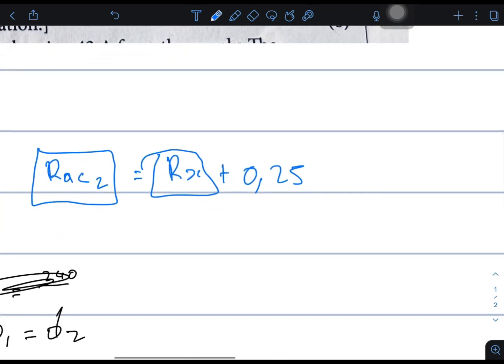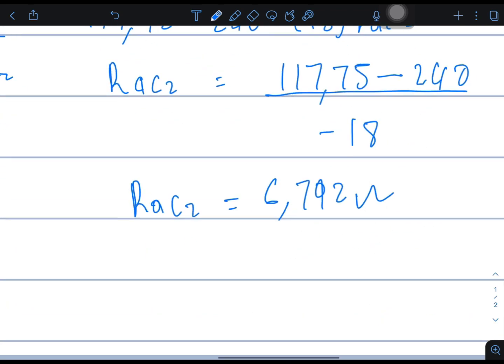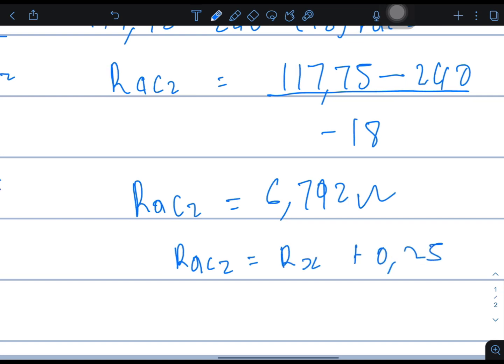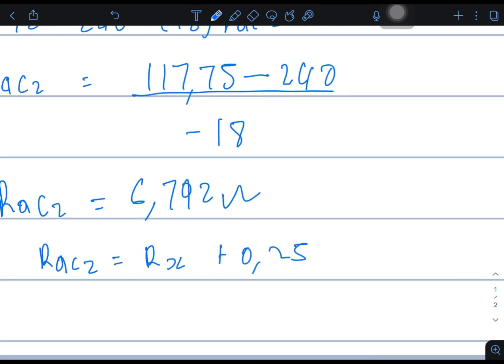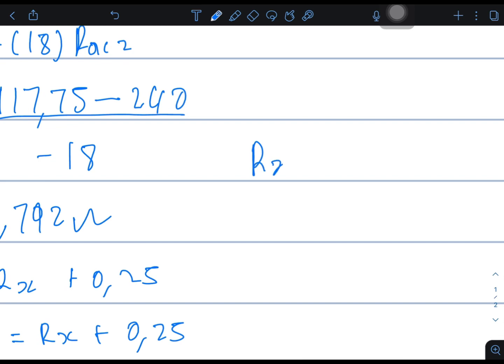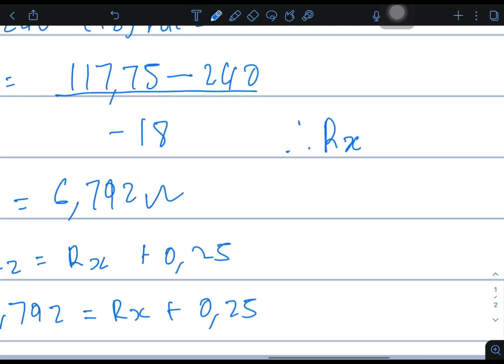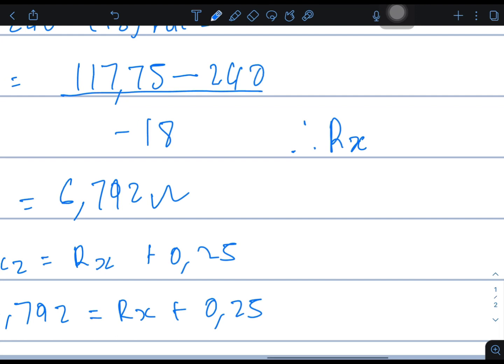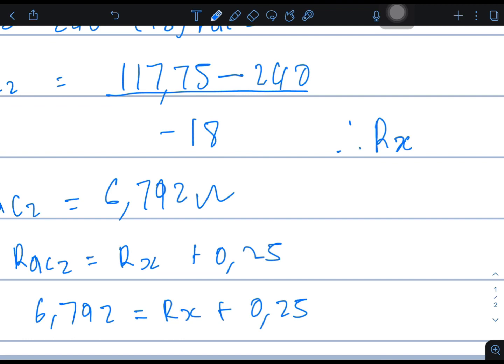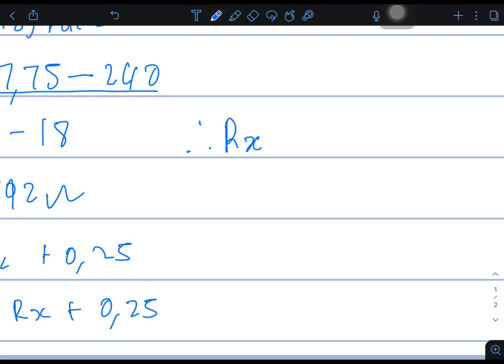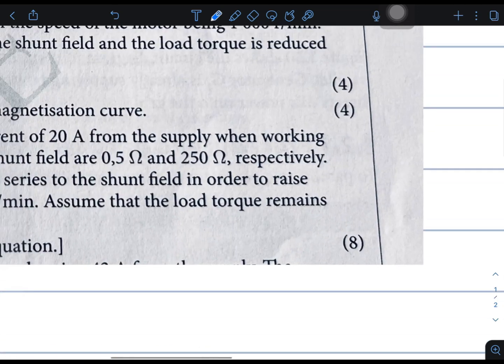Remember, going back to where we said RAC2 is equal to RX plus 0.25, and we know RAC2 is 6.792, equals RX plus 0.25. Therefore, the resistance we need in series, RX, is going to be 6.792 minus 0.25, which equals 6.542 ohms. Now, that is question 1.1.